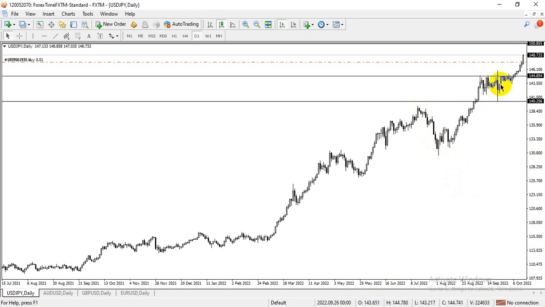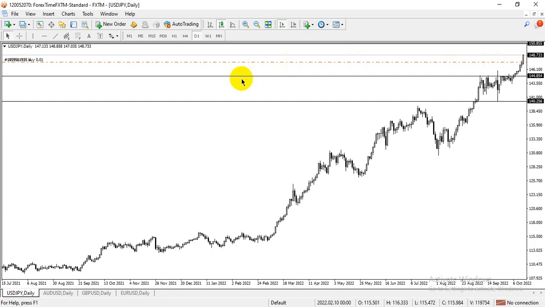So the market also trended around this area. Now the market may pull back towards this area, and because of that, I'm looking for an entry point. But as of now, I'm on break even because I've entered this market. As the market goes, I follow it.